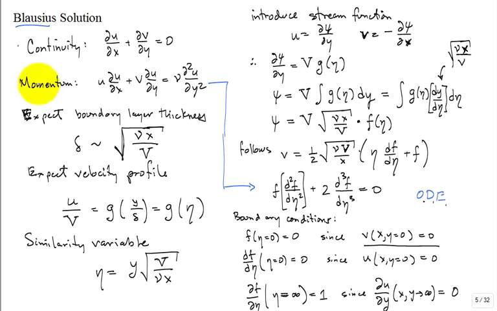Then we go to the momentum equation. We'll just grab one of the components of the momentum equation. It's the x component of the momentum equation. Knock out all the zero terms. These are the surviving terms. What do you have here?